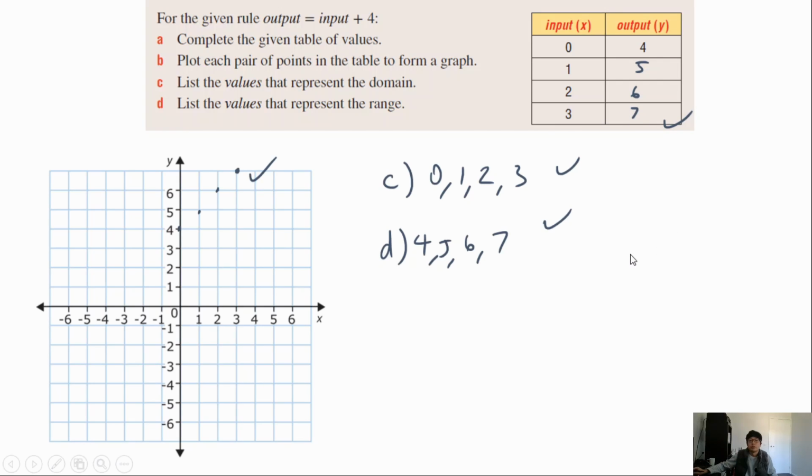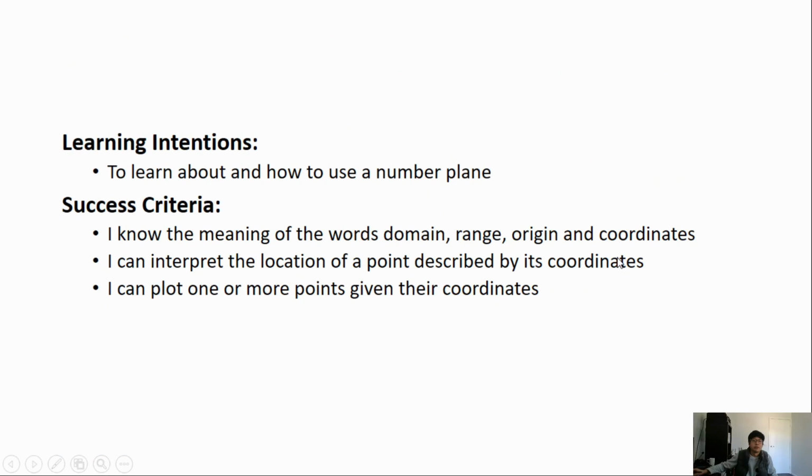Alright, so that brings us to the end of this video. Hopefully you guys now know what domain, range, origin, and coordinates are, can interpret the location of a point described by its coordinates, and finally can plot one or more points given their coordinates.